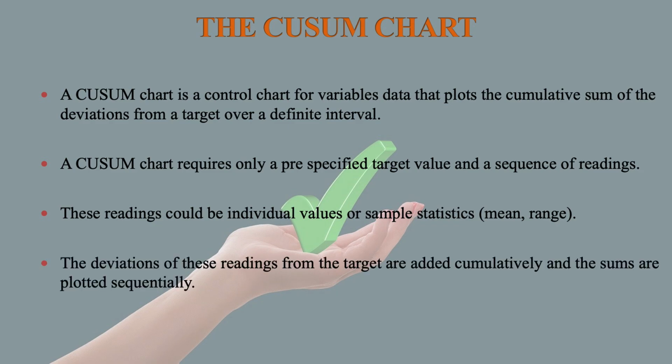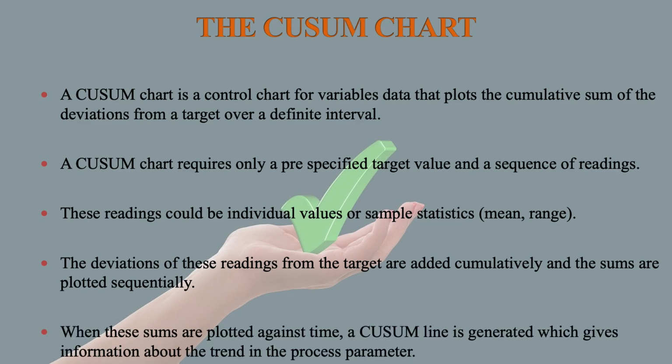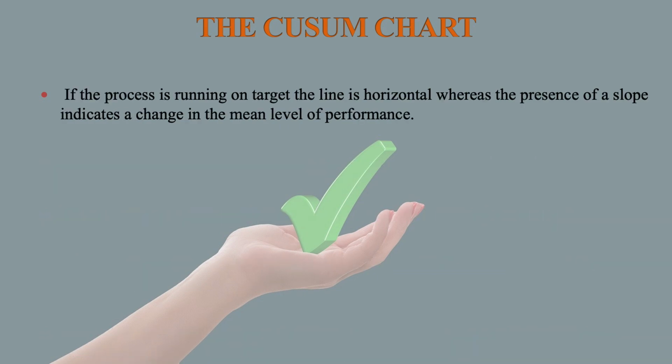The deviations of these readings from the target are added cumulatively and the sums are plotted sequentially. When these sums are plotted against time, a Q-sum line is generated which gives information about the trend in the process parameter. If the process is running on target, the line is horizontal, whereas a slope indicates a change in the mean level of performance.